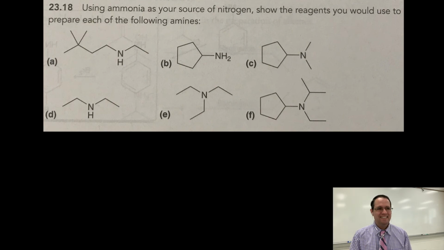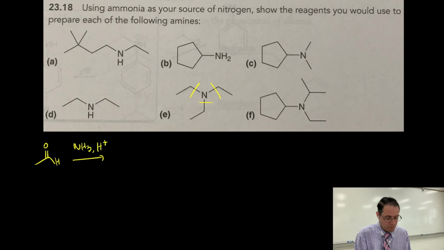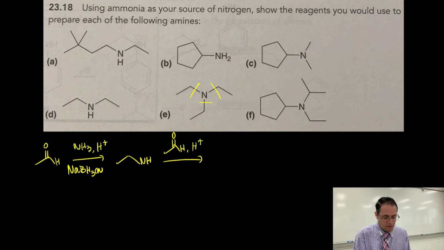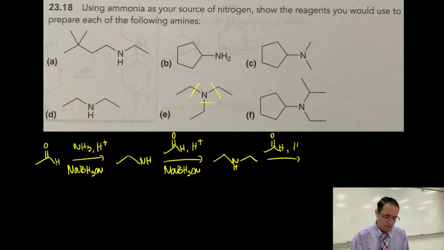Part E is a tertiary amine, isn't it? So we want to slap this guy and chop it up into 3 pieces. So that's going to come from 3 equivalents of acetaldehyde and ammonia. So hopefully you've seen the other parts, and this part just kind of makes sense. So we're going to start with acetaldehyde. Okay. Add ammonia, H+, NaBH3CN, and that's going to make ethylamine. We add acetaldehyde, H+, NaBH3CN, and that's going to make diethylamine. We add acetaldehyde, H+, NaBH3CN, and we get triethylamine.